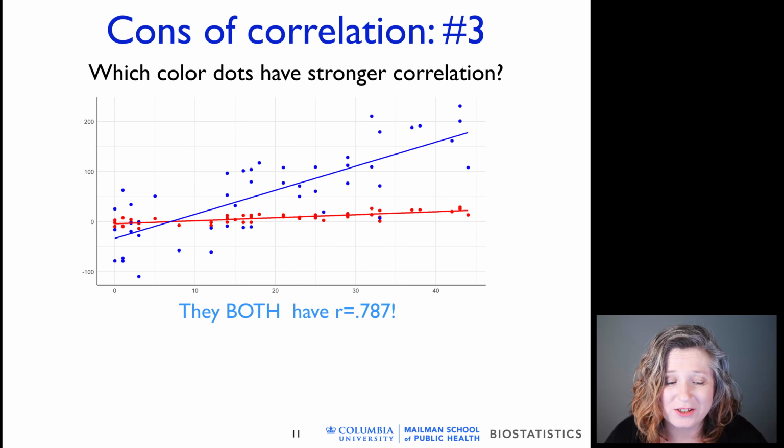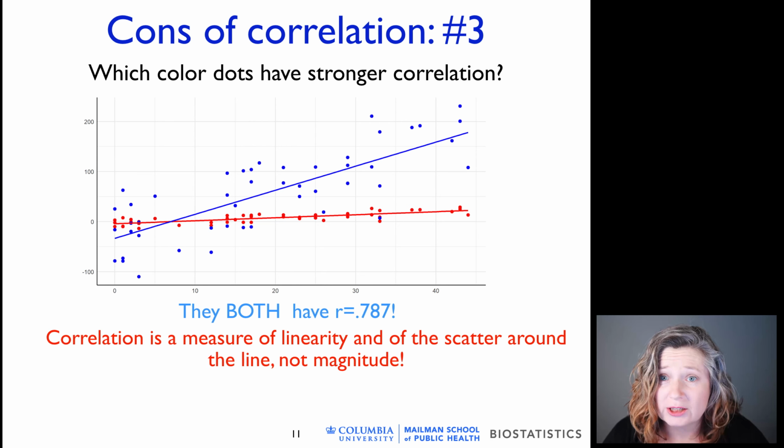Unfortunately, or as we can expect now, both of those relationships, blue and red, have the same correlation, 0.787, exactly. Correlation is a measure of linearity and scatter around the line, not magnitude. Here what is different between red and blue is actually the magnitude, the slope of the line. Because the slope is stronger, larger in the blue dots, the red dots have much less space on the y-axis and they're visually squashed.